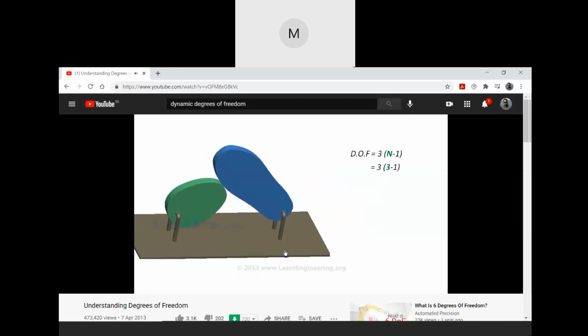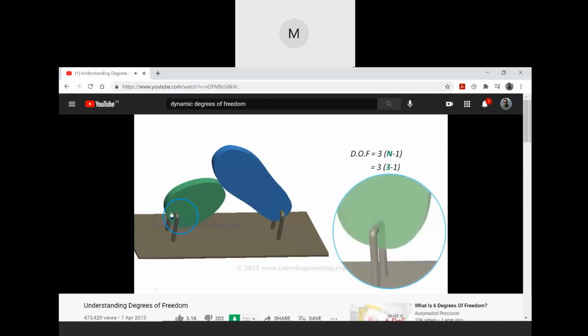If the joint between 2 links has surface contact, like this joint, then both links will have the same translatory motion in x and y directions. So, for each such pair, there will be a deduction of 2 mobility from the total, where LP represents the number of pairs with surface contacts. Such pairs are called lower pairs. In this case we have 2 lower pairs.